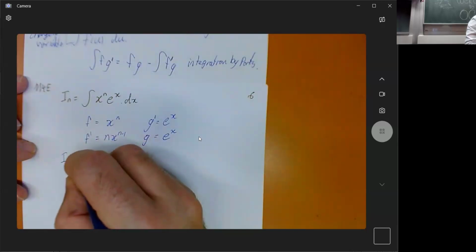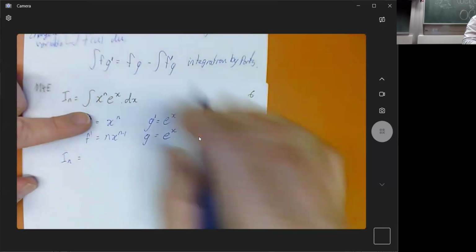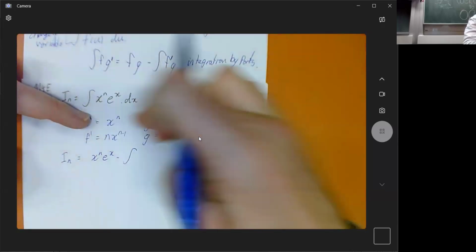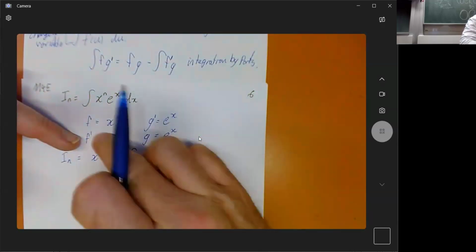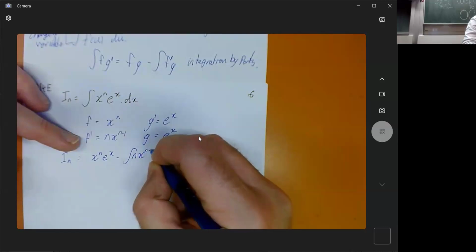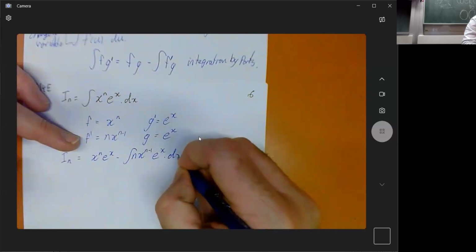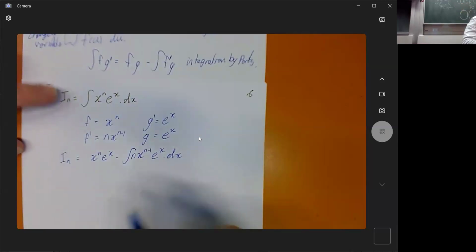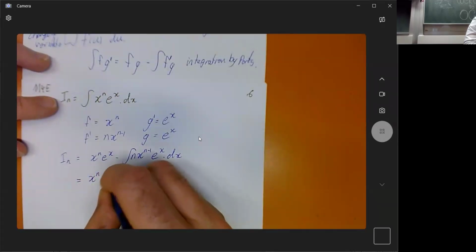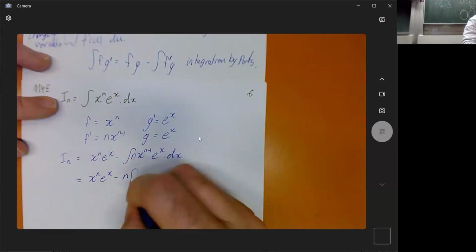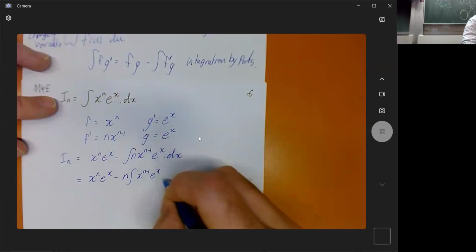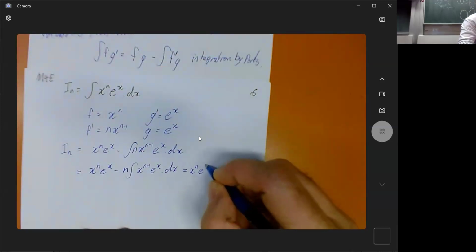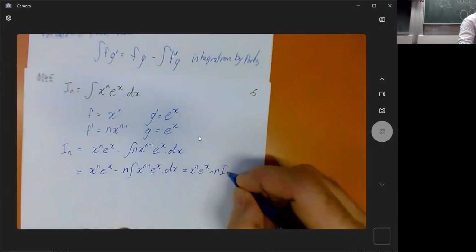So my integral as a function dependent on n. So f times g, my formula, f times g, x to the n, e to the x minus integral. And so my integral is those two. This other integral is now the one just below it. I actually did that deliberately so that I can just write that out. Okay. I could actually write this as x to the n, e to the x minus n, so I can take that n out, integral x to the n minus 1, e to the x dx. But I've decided to give a special notation to this thing. So I can write x to the n, e to the x minus n, I of n minus 1.